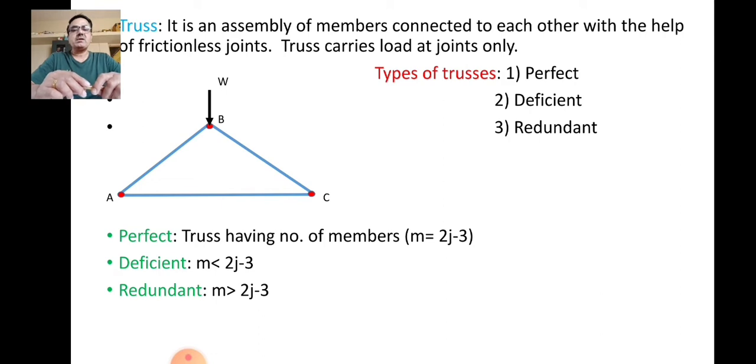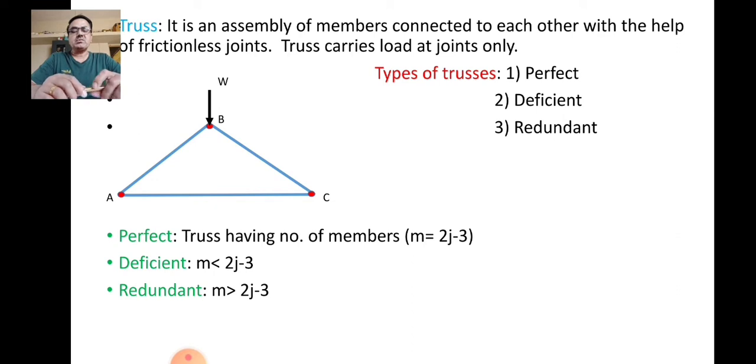For example, in this figure we have a triangular truss which consists of 3 members and the number of joints is 3. If you consider the right hand side of the equation, m is equal to 2j minus 3. So 2 into 3 joints means 6, minus 3, and hence m is equal to 3. So this truss has 3 members, and thus it can be called a perfect truss.